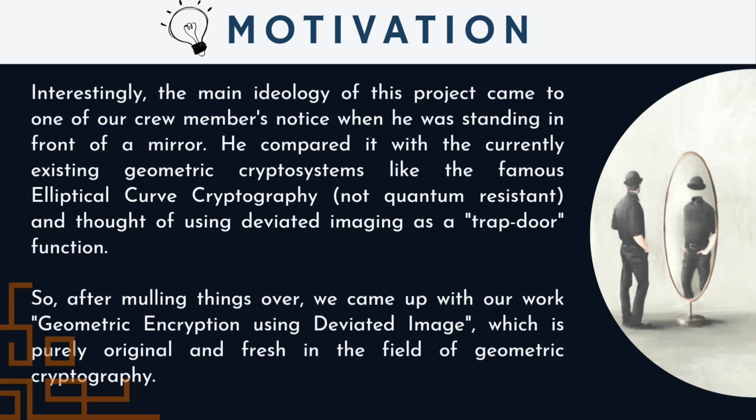To be precise, as I mentioned image, I would like to redefine that term. We use a deviated image, and we will discuss that in a further part of our video. We used the geometry of images, the deviation, and created this system, and we call it geometric encryption using deviated image. It uses that part of the image to encrypt certain quantities. Okay, so moving on.